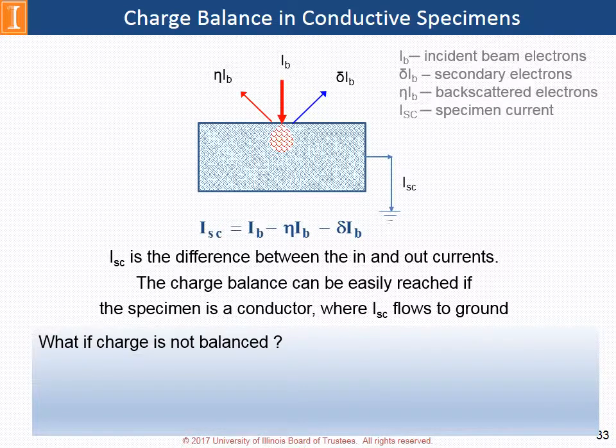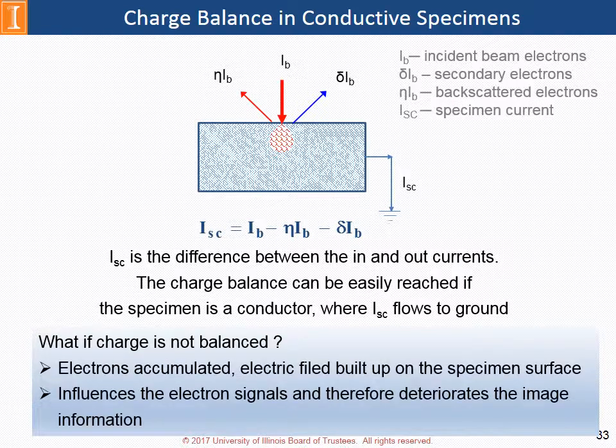But what if the charge balance is not reached? Electrons will accumulate, forming an electrical field, which will influence the electron signals and therefore deteriorate the image.